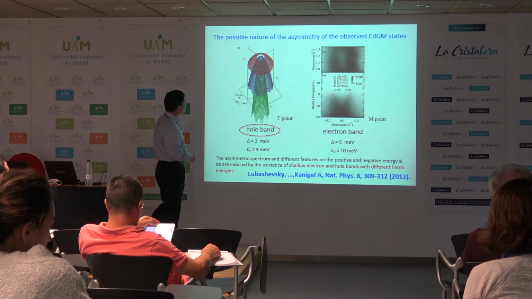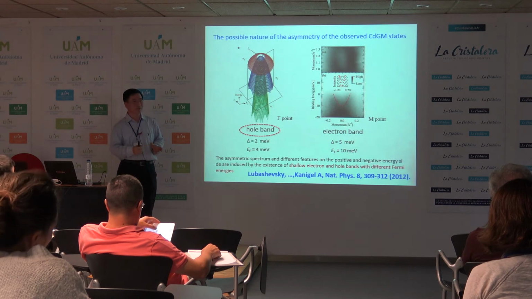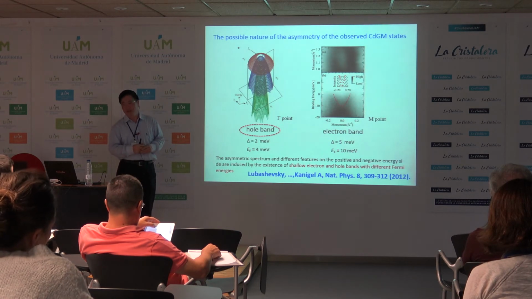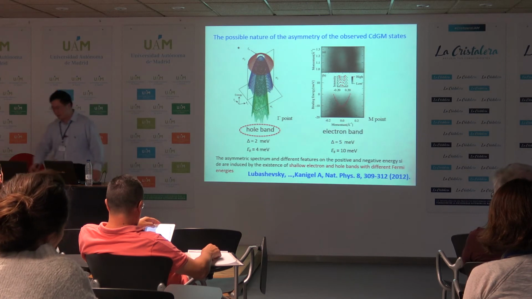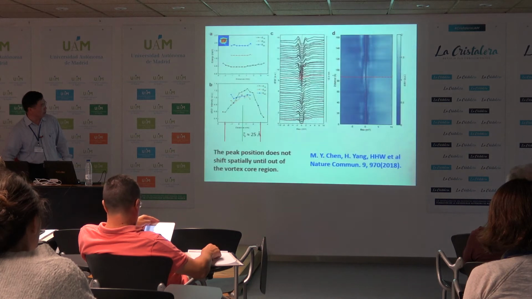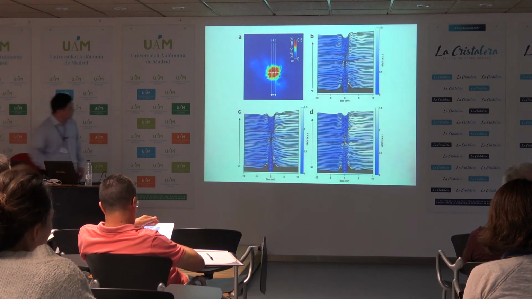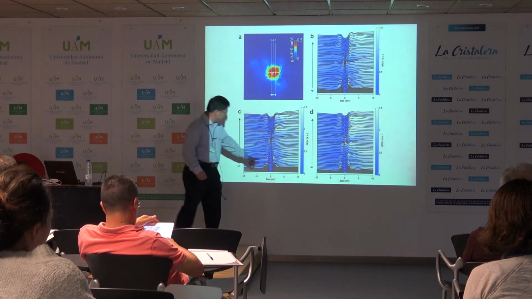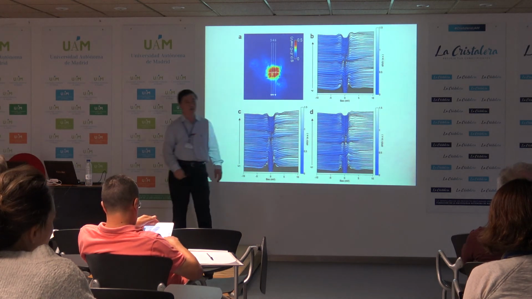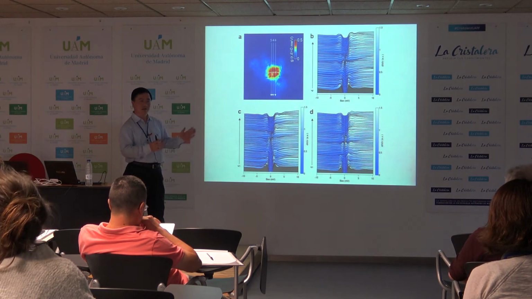So we don't know which band it corresponds to in our case, because from the STM point of view, we don't know. However, because our tunneling spectrum shows a coherence peak at an energy of about 2 mV, in that case we think there could be one dominant band. One band is dominating the tunneling spectrum here.